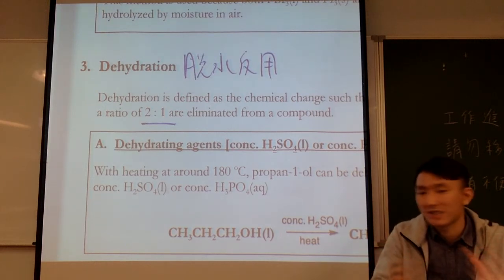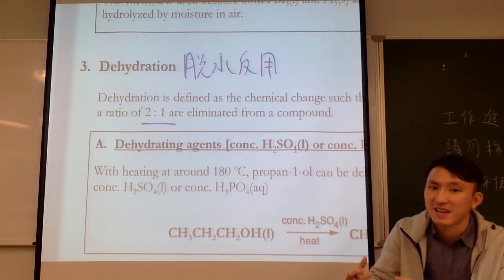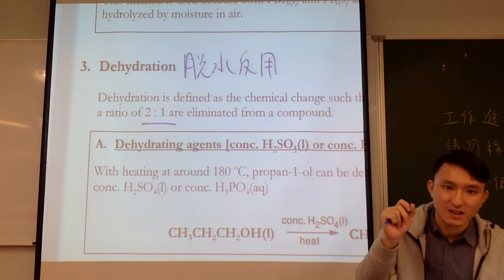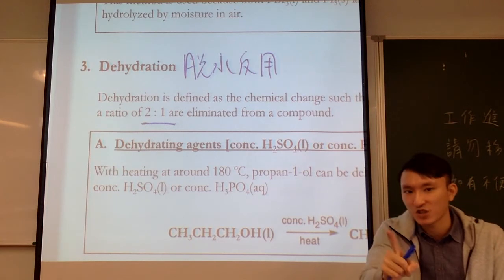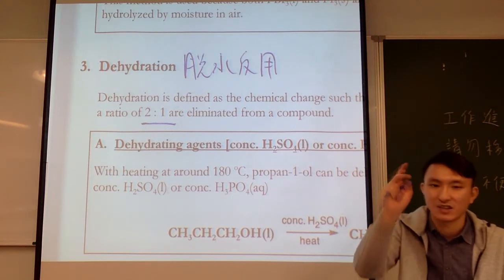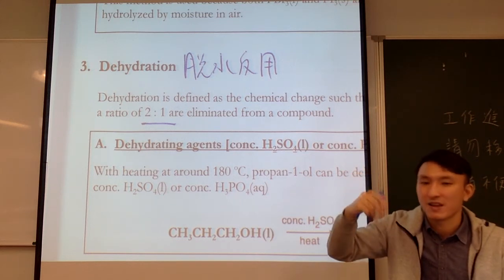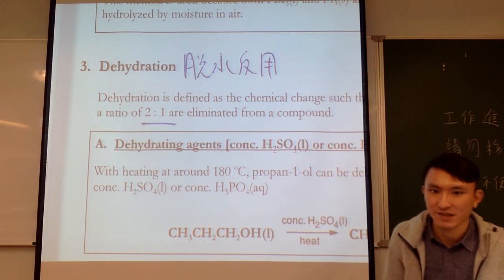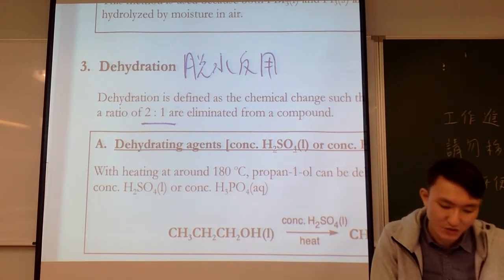The two hydrogen atoms and oxygen atom will form water, and they will be eliminated in the form of water. So this is how we understand dehydration, okay? It is a reaction to remove hydrogen atoms and oxygen atoms in a 2-to-1 ratio, and they will be converted into water as one of the products. Okay, so this is how we understand dehydration reaction.